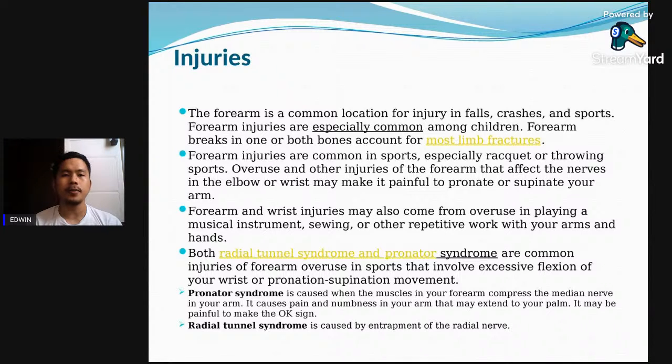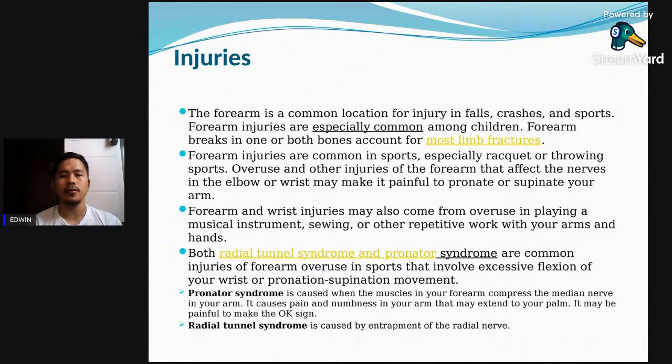Injuries. The forearm is a common location for injuries in falls, crashes, and sports. Forearm injuries are especially common among children. Forearm breaks in one or both bones account for most limb fractures. Forearm injuries are common in sports, especially racket or throwing sports.